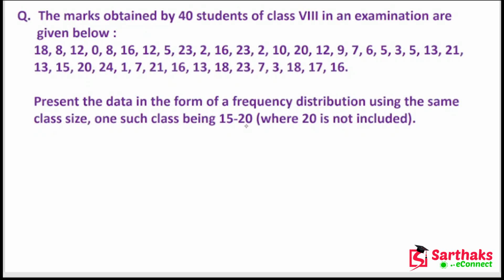Clearly, from 15 to 20, if 20 is not included, then what is included? 15, 16, 17, 18, 19. So the class size is 5, right? So it is directly indicating that you have to use the exclusive method.